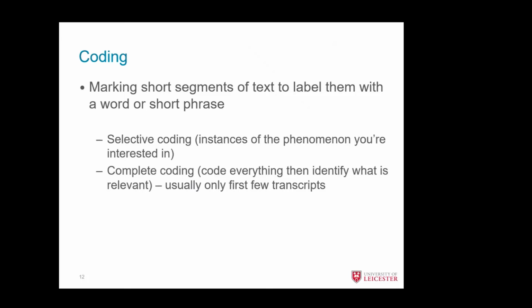On the other end of the spectrum, you might do more complete coding where you literally code the whole transcript. So you put labels against all the sentences in your transcripts, and then you look back at your codes and start to identify what you want to explore further and develop to build your themes.